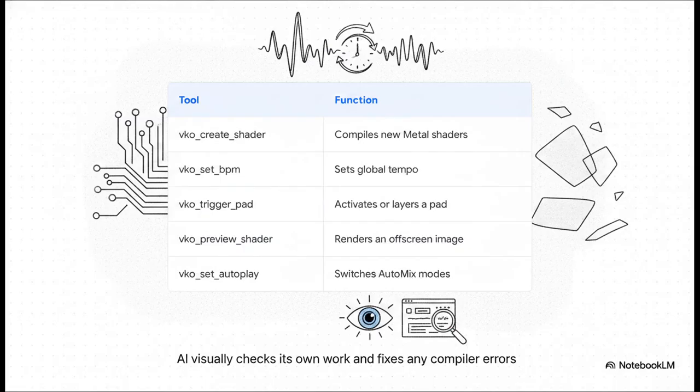When you dig into the tools available through this integration, you realize Claude isn't just spitting out text suggestions, it has 18 actual functional tools to control VKO1. For instance, it can use VKO Create Shader to compile brand new 2D or 3D metal shaders on the fly. It can use VKO Trigger Pad to activate specific visuals or layer them up. It can adjust your BPM, tweak AutoMix, and, this is absolutely crucial, it uses a tool called VKO Preview Shader. This renders an off-screen image so the AI can actually visually check its own work, catching and fixing any compiler errors before it ever pushes that final visual to your live screen.